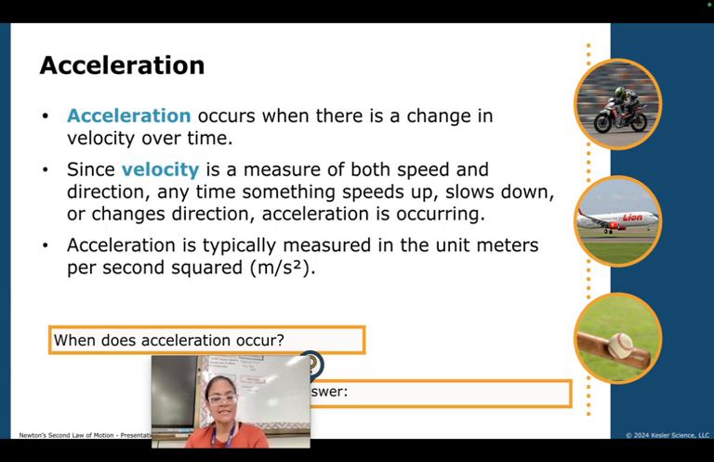Acceleration is typically measured in the unit meters per second squared. So you would say this car is accelerating at 7 meters per second squared, and that means they are accelerating at a rate of 7 meters per second. So here it asks, when does acceleration occur? It occurs when there's a change in speed, either speeding up or slowing down, or changing direction.